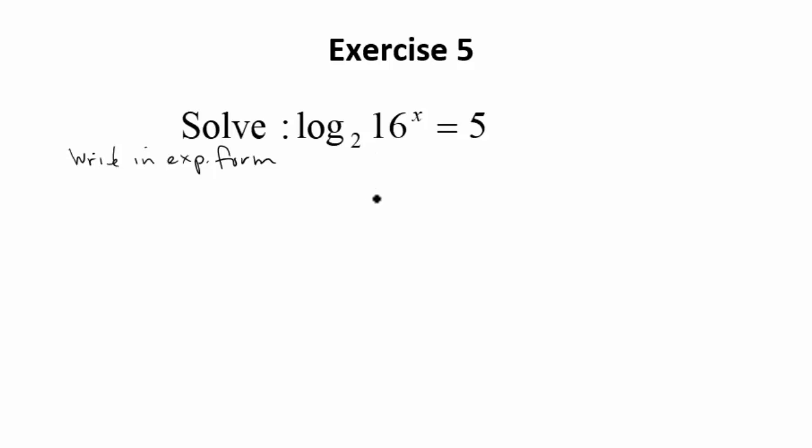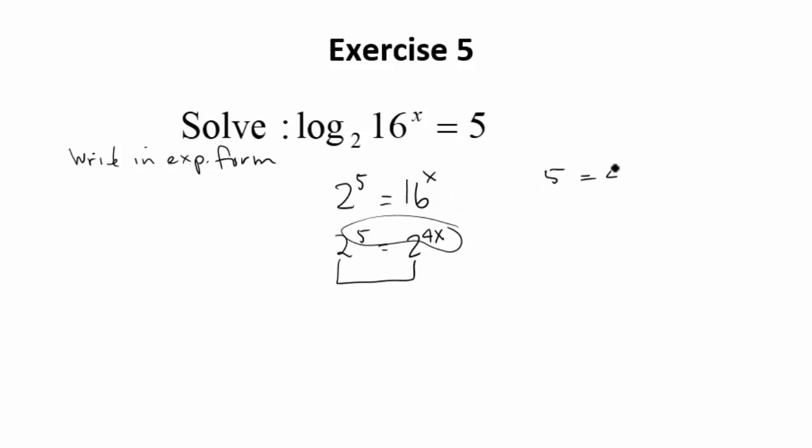We say 2 to the 5th is equal to 16 to the x. And then we're back to same base problem. So you want to write 16 in terms of base 2. So 2 to the 5th is equal to what's 16? That's 2 to the 4th. And then raised to the x, so 2 to the 4x. Okay, so now that we have the same base, we can just set the exponents equal to each other. So we say 5 is equal to 4x. Therefore, if you divide both sides by 4, you get x is equal to 5/4. Okay, so that's one way of working that.